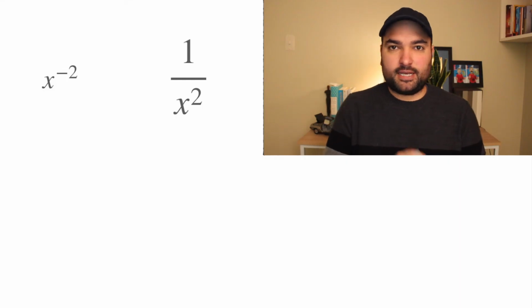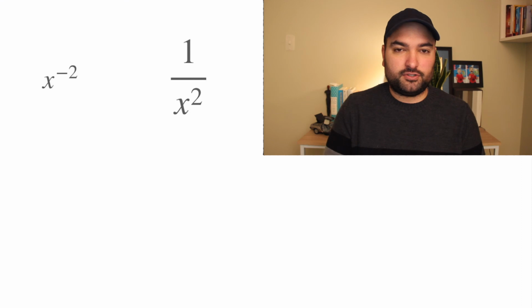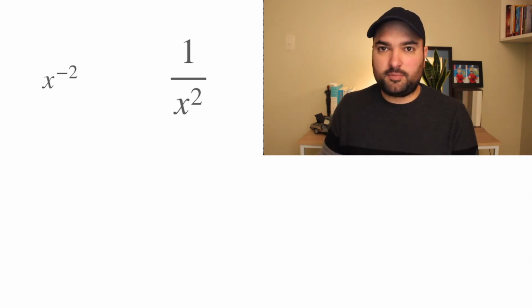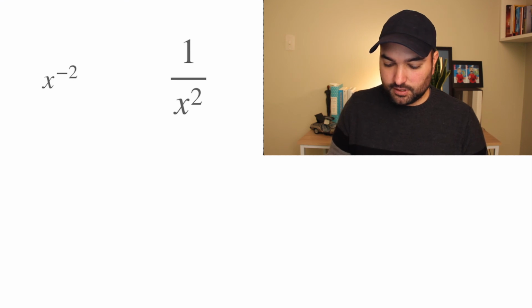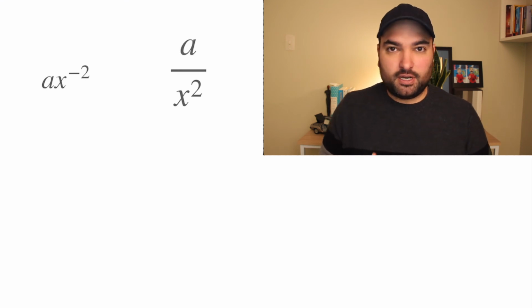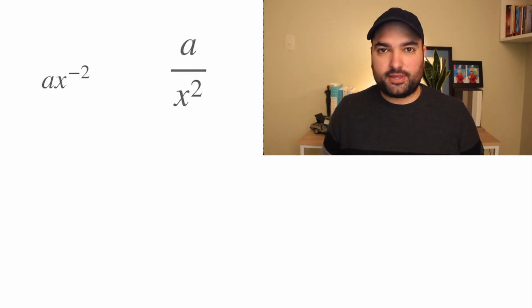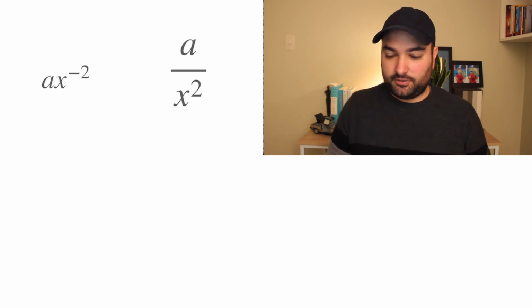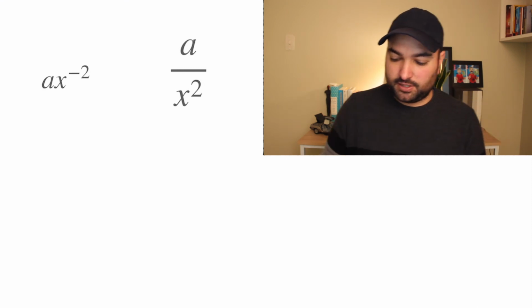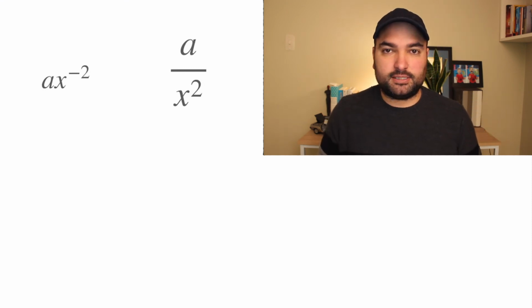Firstly, if you just have a term x like this, x to the power of negative 2, it just goes to the denominator and you get rid of that negative sign. So we'll have 1 over x squared. If you have a number or a letter that's also with that term, you leave that alone. So we're just going to leave that alone, and only that x to the power of negative 2 will get changed, so that the a stays where it was.